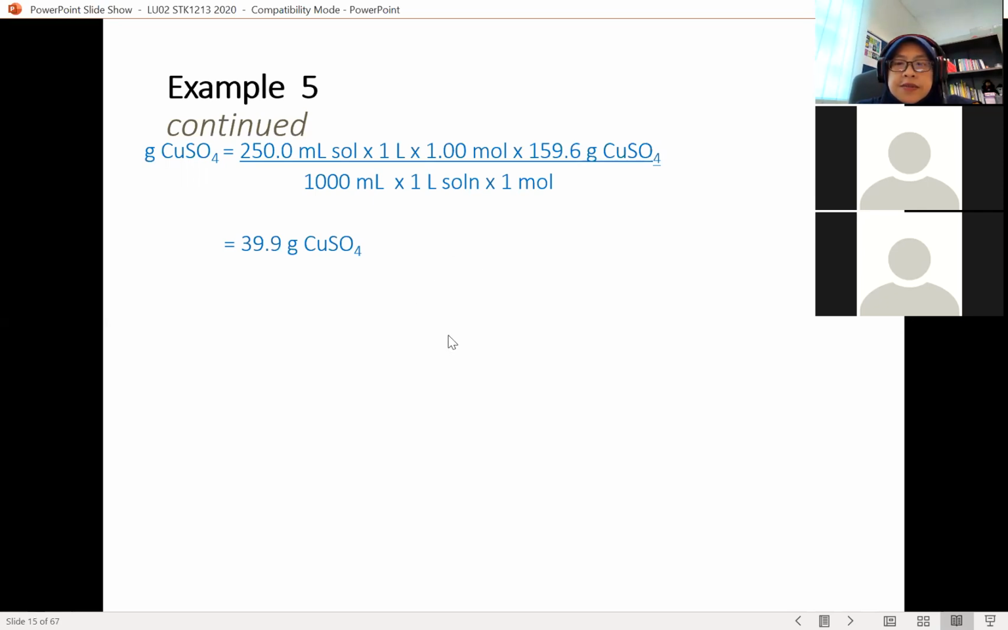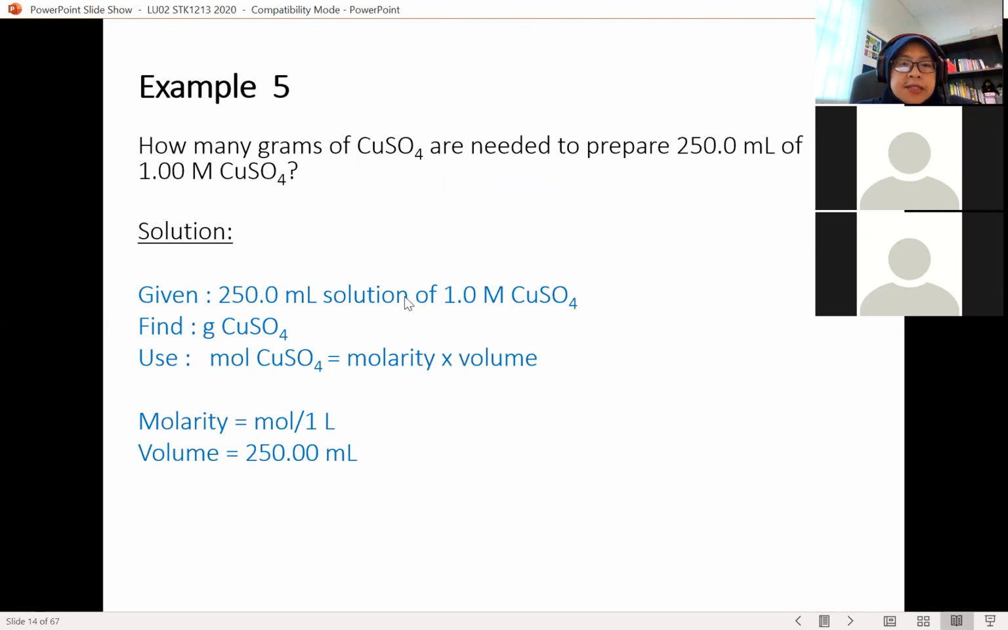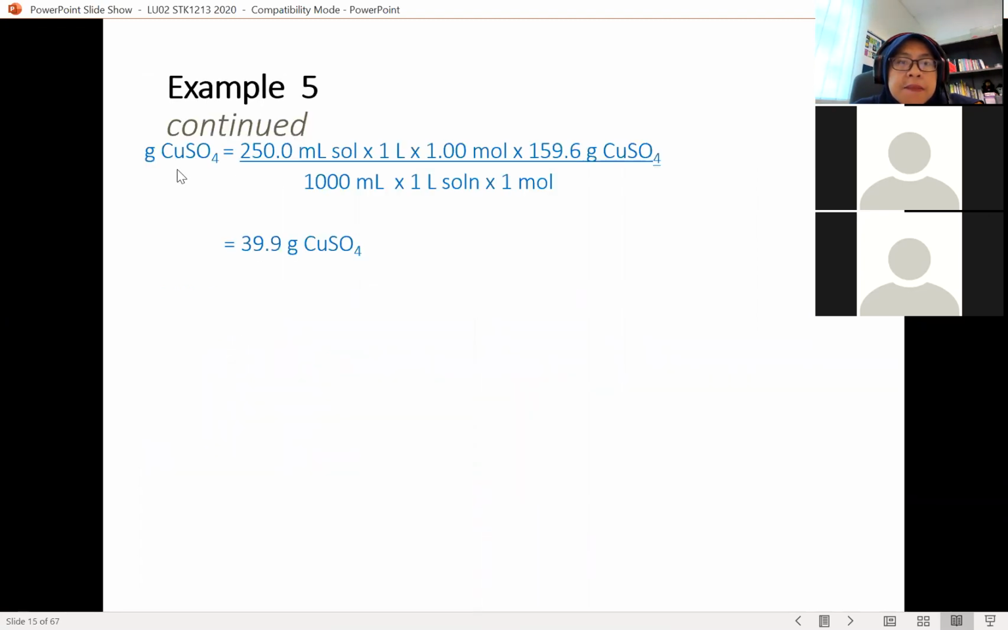Right. So for those who have not gotten the answer, the approach is we have to use the formula for molarity. Molarity is equal to mole of solute over liter of solution. We already have the information on molarity and on volume. From there, we can find mole. From mole, we can find gram by using the formula mass. Okay, all right, good.